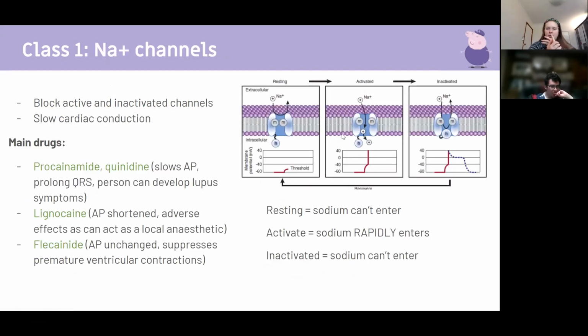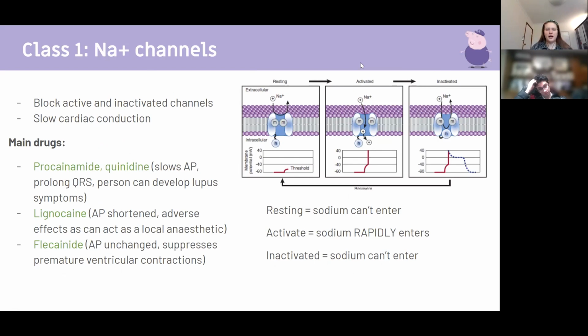So class 1 affects your sodium channels. Your sodium channels can exist in 3 forms. They can be resting, which is when they're not doing anything. They can be activated, when they are doing something and letting sodium come in. Or they can be inactivated, when they're purposely not letting sodium come in. So sodium wants to come in, but it can't. These class 1 drugs work on those last 2 stages, activated and inactivated, pretty much to support sodium not coming into the cell.